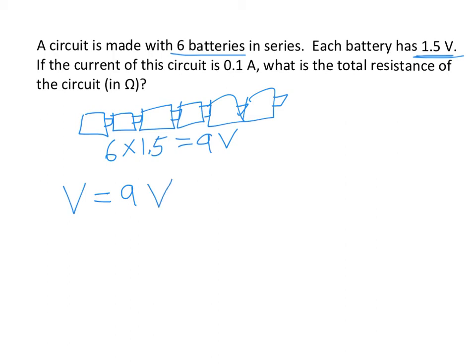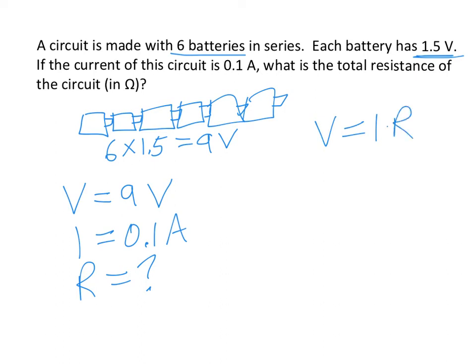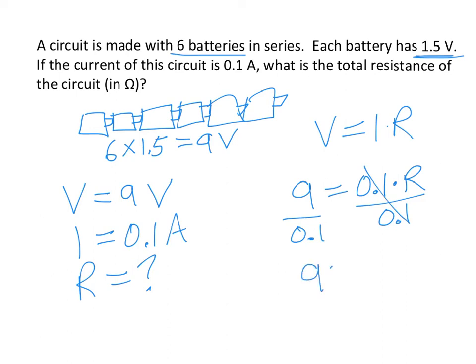The voltage is 9. It tells us the current is 0.1 amps, and we're looking for the resistance. That's unknown. Our equation is V equals I times R. So we're going to plug in 9 for V, plug in 0.1 for I, and leave R here. That's our equation. How do we solve for R? We'll divide both sides by 0.1. So 0.1 divided by 0.1 cancels. 9 divided by 0.1 is 90. So the answer is 90 ohms is what R is.